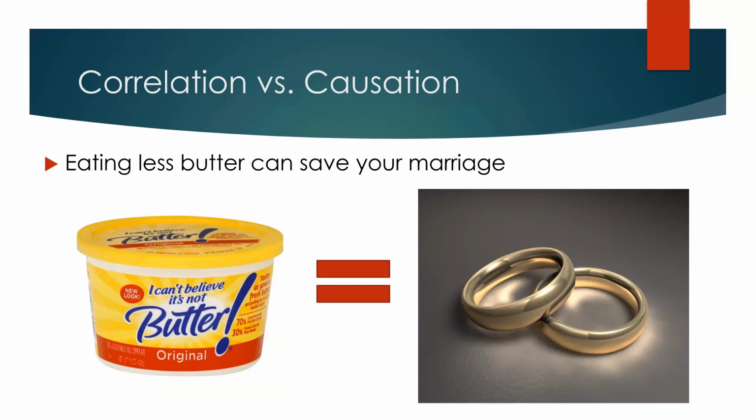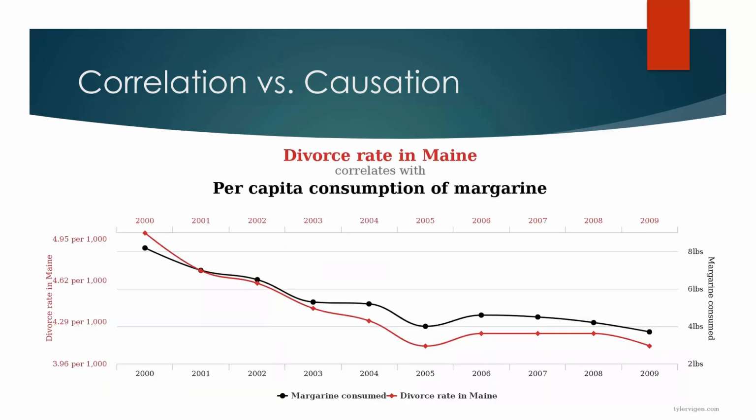Let's say that you saw a headline that said eating less butter can save your marriage. And it's like one of those tips to have a better life or something like that. Let's say it was based on this data here, where the divorce rate in Maine decreases as per capita consumption of margarine increases. So the more people are eating margarine, which is fake butter, for lack of a better term, I can't believe it's not butter, right? They are eating more margarine as people are getting less divorced.